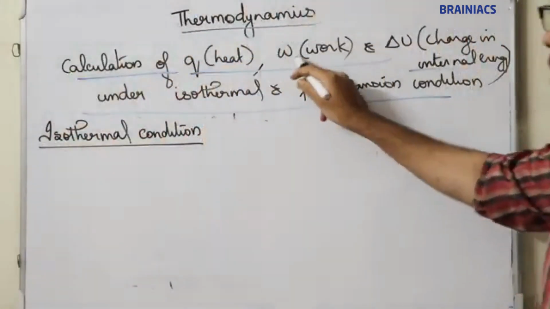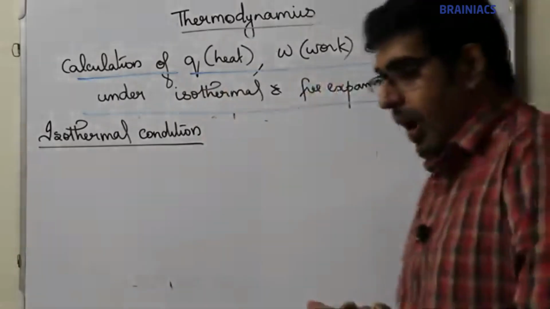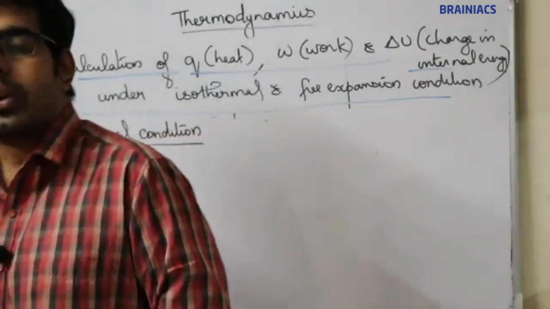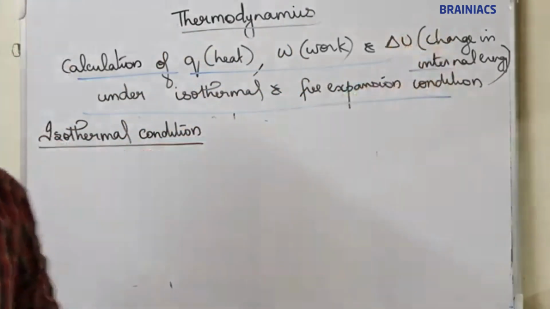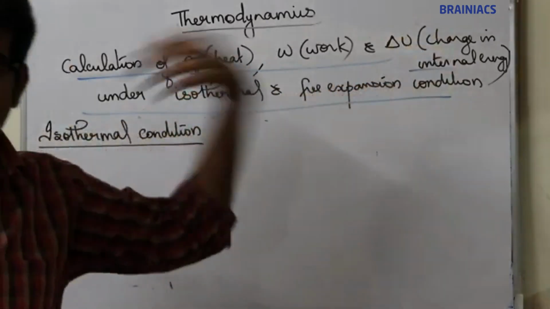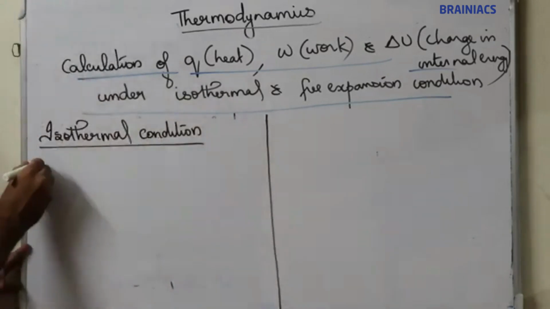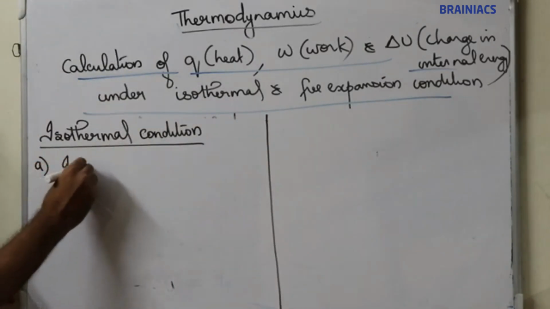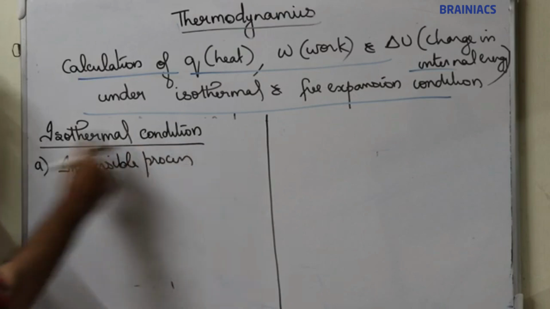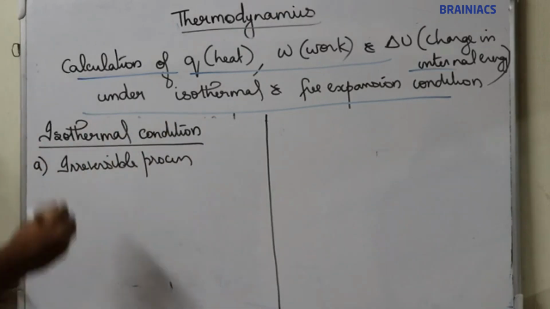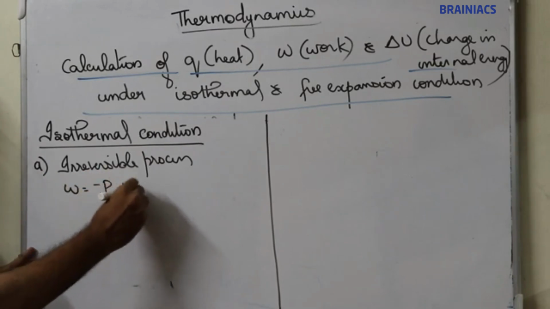Calculation of heat, work and change in internal energy under isothermal and free expansion condition. So under isothermal and free expansion condition, we are going to calculate Q, heat, W, work, and delta U, change in internal energy, under both these conditions. I will start with the isothermal condition, for the irreversible process. Under isothermal condition for irreversible process, we know that W is equal to minus P external into delta V, right?